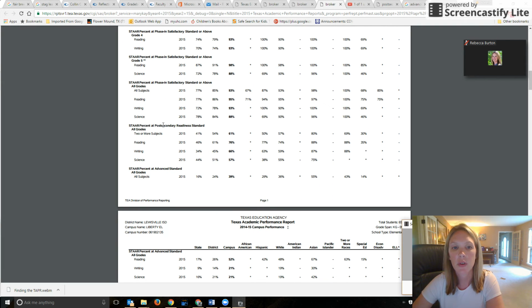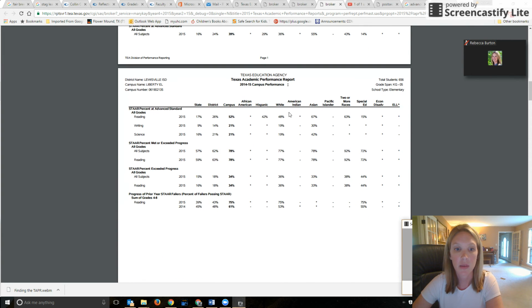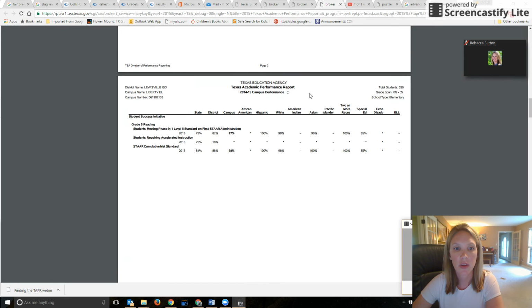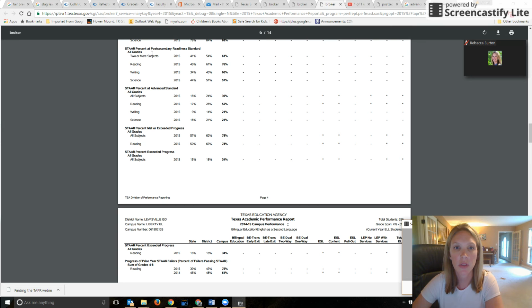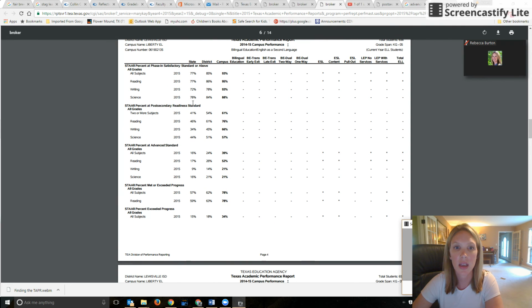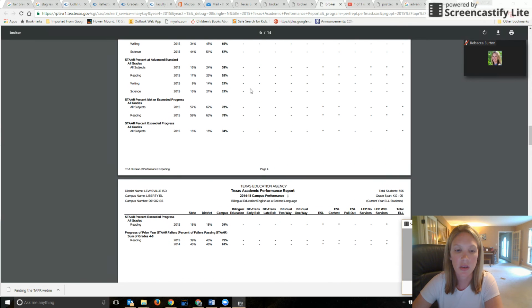Even at the elementary level, they are rating schools on post-secondary readiness. There's lots of different indicators that go into that particular standard: TSI scores, how many dual credit, lots of different indicators in that. Why they're looking at that as far as an elementary school is beyond me. So scrolling down a little bit further, you'll find the post-secondary readiness score and the advanced standard score, and all of those are defined through TEA, and you can find those definitions there.